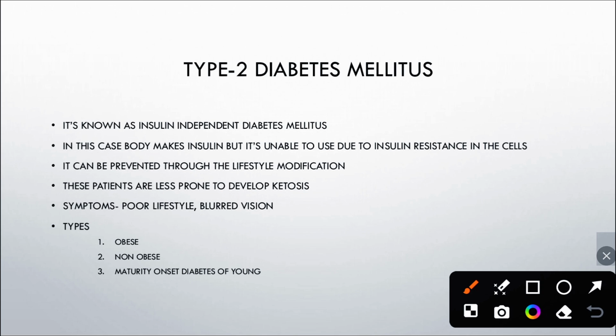Then type 2 diabetes mellitus. It's known as non-insulin dependent diabetes mellitus. In this case, the body makes insulin but is unable to use it due to insulin resistance in the cells. In this case, it can be prevented through lifestyle modifications. These patients are less prone to develop ketosis. Symptoms are poor lifestyle and blurred vision. It's of three types: obese, non-obese, and maturity onset diabetes of the young.